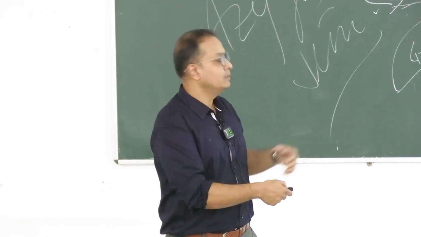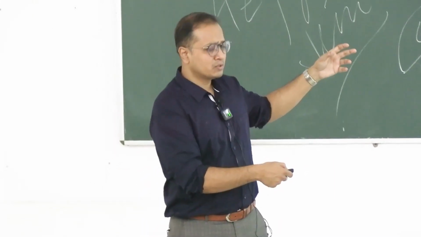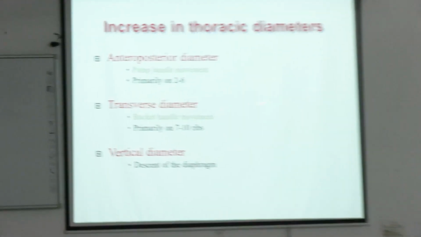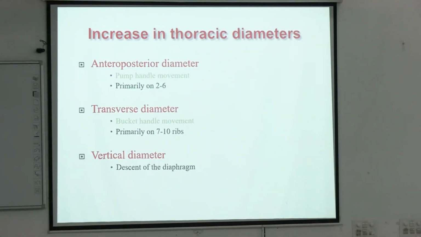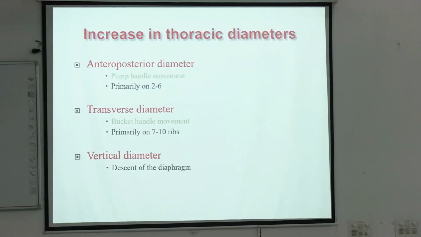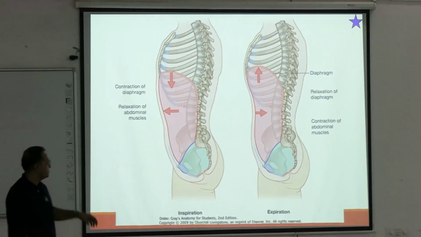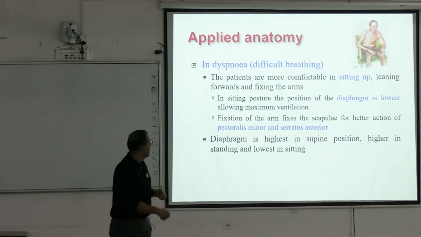By this we increase the anteroposterior diameter, and this anteroposterior diameter increase is predominantly taking place within the upper 6 ribs. We achieve the transverse diameter increase in the case of the bucket handle movement. Bucket handle movement is primarily done at the lower 6 ribs, and then there is the vertical diameter. And what are the extra muscles which help to achieve these respiratory movements? So, this concludes the respiratory movement and the accessory muscles of respiration, with the movement of the diaphragm going up and down.